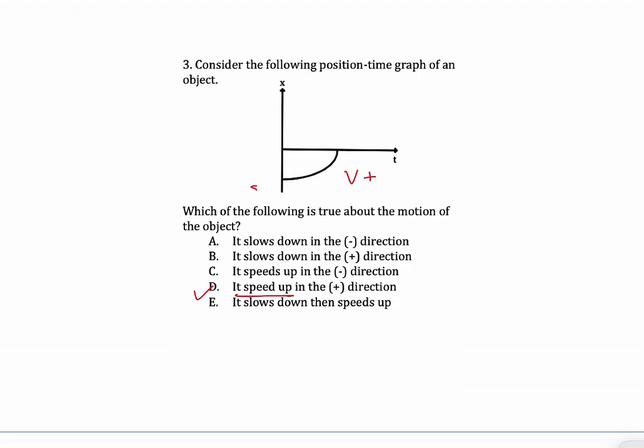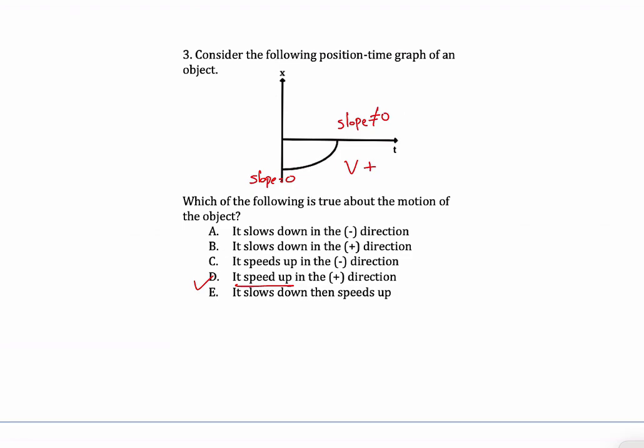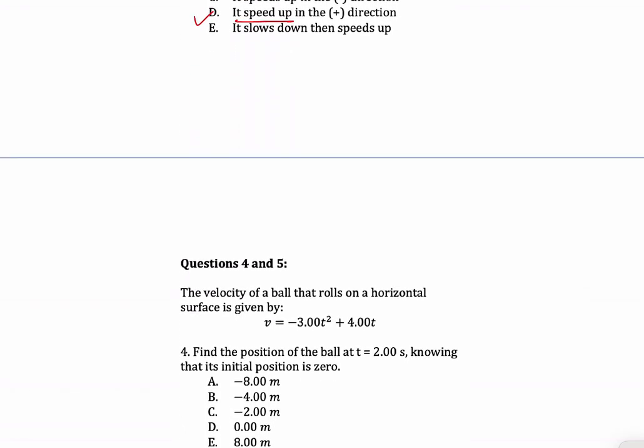Again, at the start the slope is 0, and later the slope is not 0. That's how we realize that the object speeds up, and since the slope is positive, the velocity is always positive, so it speeds up in the positive direction.